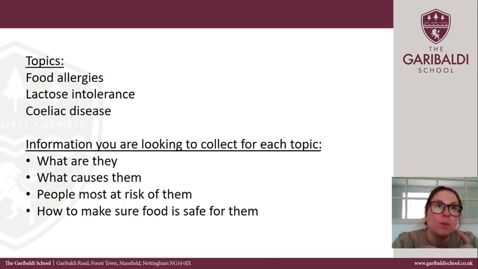You're going to do a little bit of research, so obviously being at home and hopefully having access to the internet means you've got an opportunity to practice your research skills a little bit, and you're reading to understand. So you're going to be finding out some different pieces of information for each topic. So you're going to be looking at what each of those topics are, what causes them, people most at risk of suffering with them, and how to make sure food is safe for them.